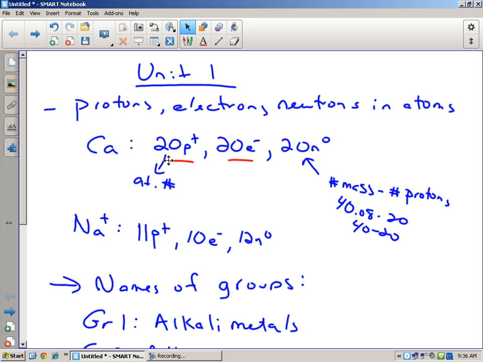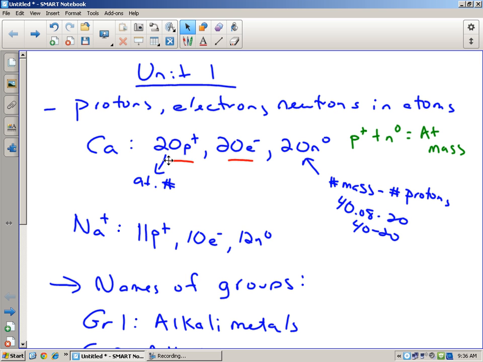Which works out to be 20 neutrons, of course. So remember, protons and neutrons have to equal the mass. Maybe I'll write that down somewhere here. Protons plus neutrons equals atomic mass.